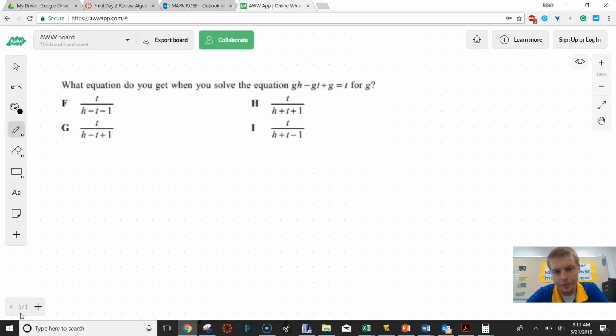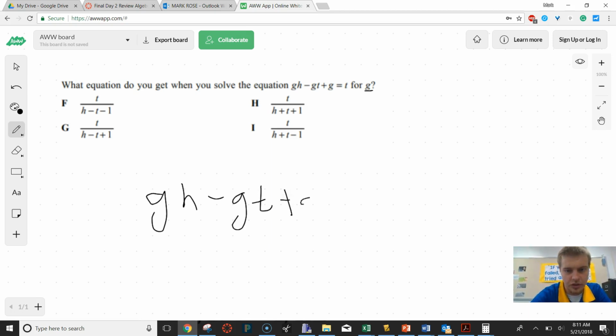Okay, so for this first problem, what they want us to do is solve for g. And so when I'm solving for g like this, I have g of h minus g of t plus g, and that equals t. And you might go, well, how am I going to go about solving this? Like, I have a whole bunch of g's here, and how am I going to just deal with this?